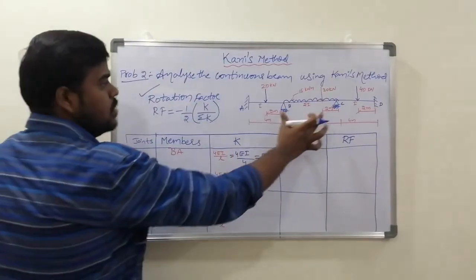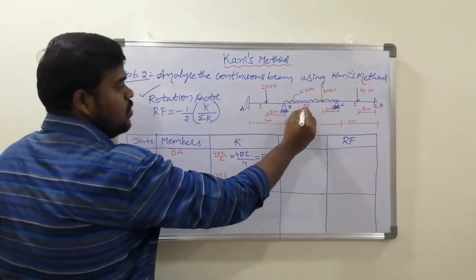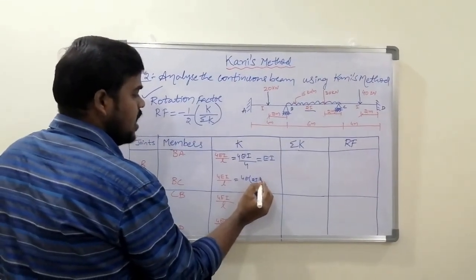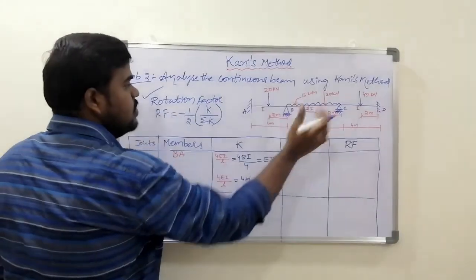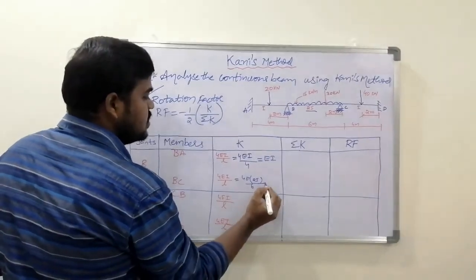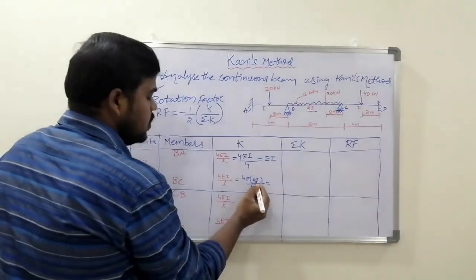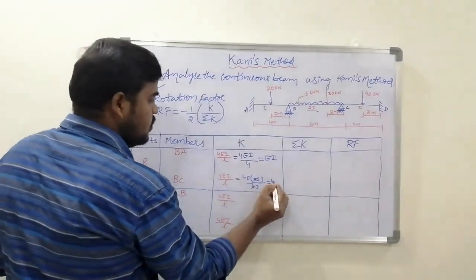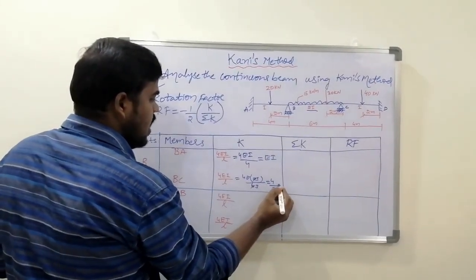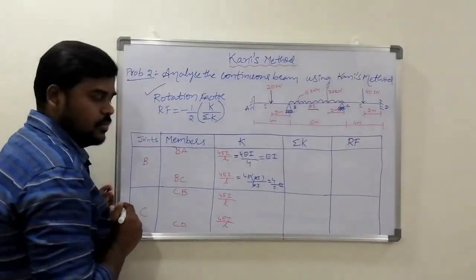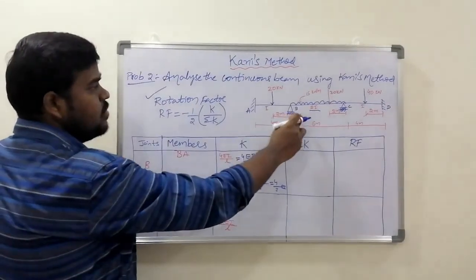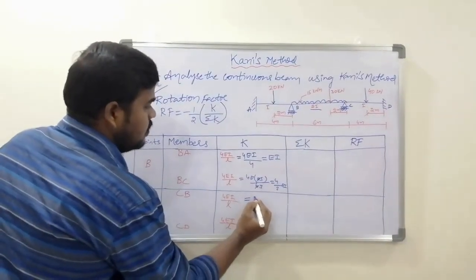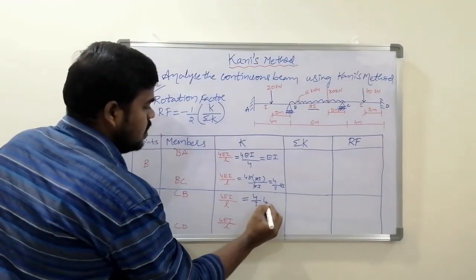So this is span BC. For BC, the moment of inertia is given as 2I. 4E 2I. So what is the length of this BC? That is 6 meters. So for this, 4 by 3 EI can be written. So for this CB, again we are doing the same thing, and it will come 4 by 3 EI.